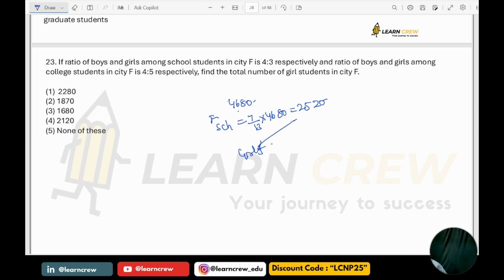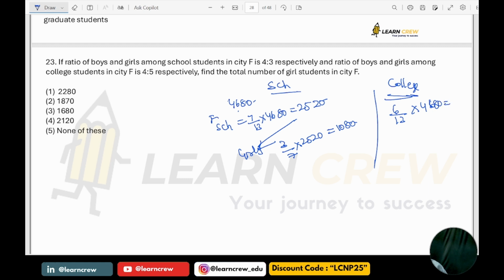And number of girls. Girls should be 3 by 7th of 2520, which is 1080. And number of college is school, na? So college is how much? In college, number of college students of F would be 6 by 13 of 4680, which is equal to 2160.